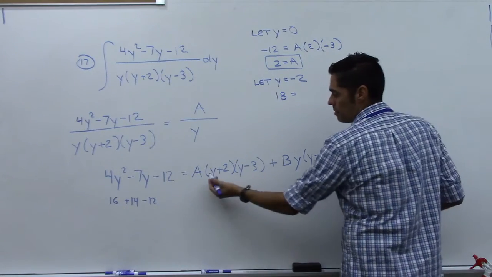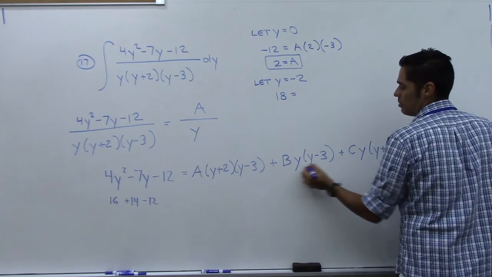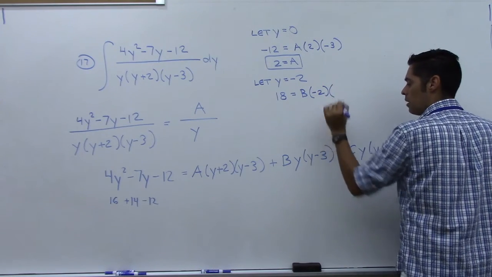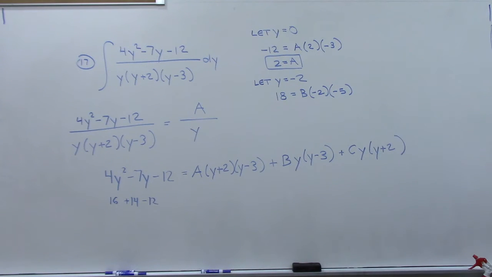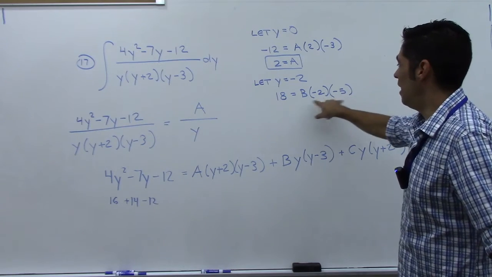Now remember, when y was negative 2, it killed this one off. It killed this one off. And so I just need to plug in negative 2 right here. So I have B, y is negative 2. Negative 2 minus 3 is negative 5. Okay. That's not nice. Double check that, yeah? 14, 2, 16. I'm just hesitant because this is not a nice number. 10, and I divide through.